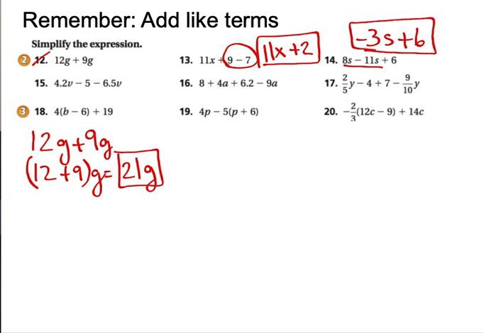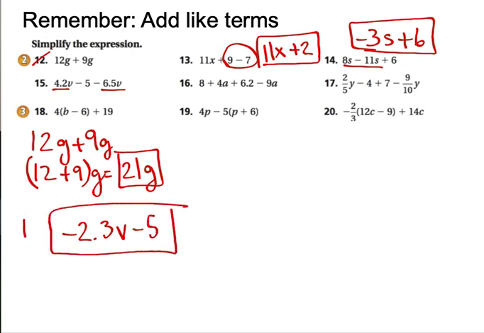Okay, next one, number 15, 4.2v minus 5 minus 6.5v. The 4.2v and the negative 6.5v are like terms, so we can combine them together. 4.2 minus 6.5 gives us negative 2.3v, and then we'll subtract the 5, and that will be it for number 15.